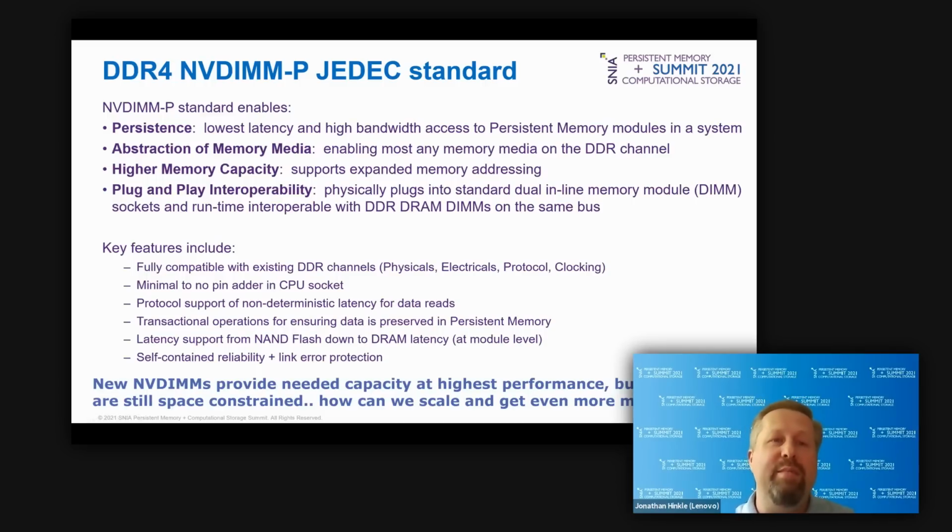So these are new NVDIMMs that really provide the capacity at that highest performance. And that really gets us a certain way down the road for solving some of our needs. But still, it's space constrained. You saw those DIMMs in the system, and there's still only so much space. And so that's still a challenge. So the question is, how can we scale and get even more memory into a system? How can we even drive more capacity?